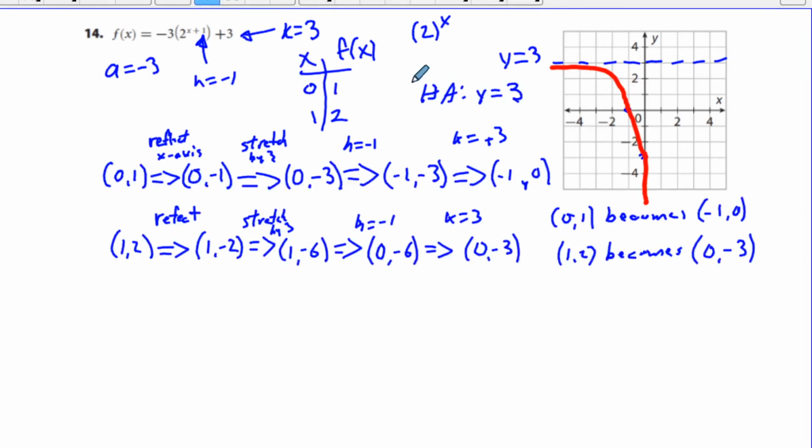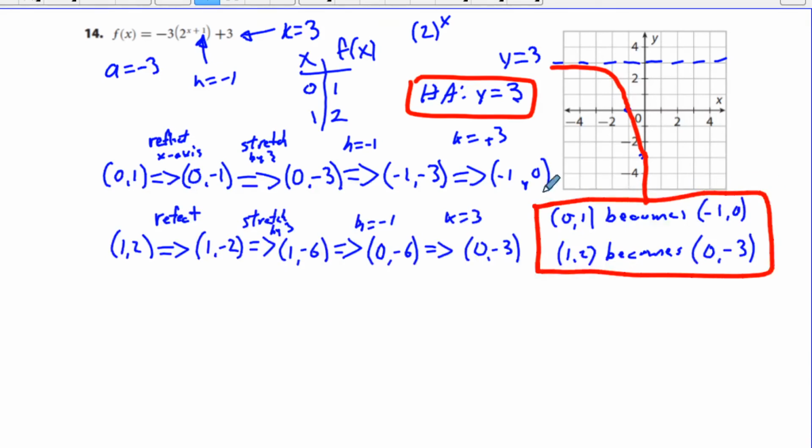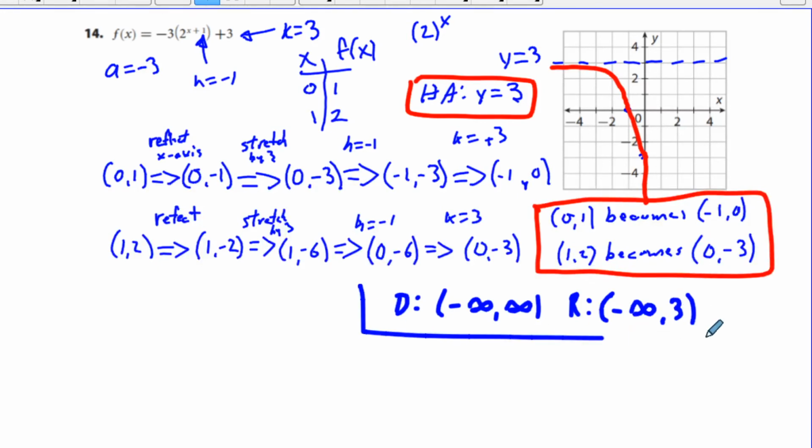So we got our horizontal asymptote, y equals 3, our reference points moving, and lastly our domain and range. So our domain is going to be what the domain for all of these is, which is negative infinity, comma infinity, and our range is going to be less than 3. So range is going to be negative infinity, comma 3. So that's our domain and range. Okay.